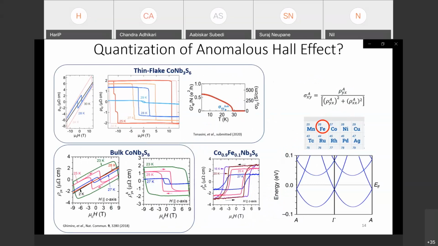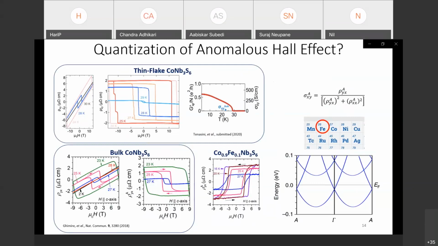Taking our result into consideration that the anomalous Hall effect can indeed be tuned by chemical substitution, the question then becomes, can we quantize the Hall effect in this material? Looking at the figures at the top here, we can see that it has been shown that the Hall conductivity attains 60% of the quantized value in thin flake cobalt niobium 3 sulfur 6, which shows the same Hall effect as in the bulk crystals.